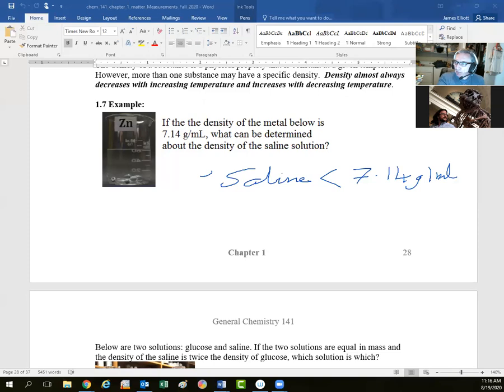We'd have to try and find other chemicals and find a chemical which would rise to the top, which means that the saline must be heavier. And that would give us at least a range of density possible for the saline solution. Okay. Next one.